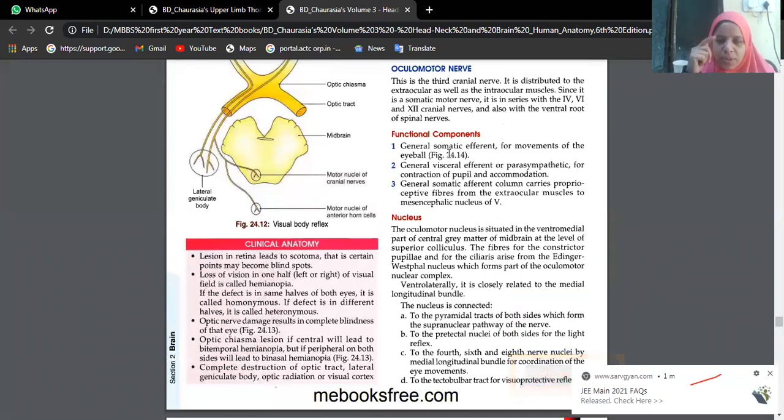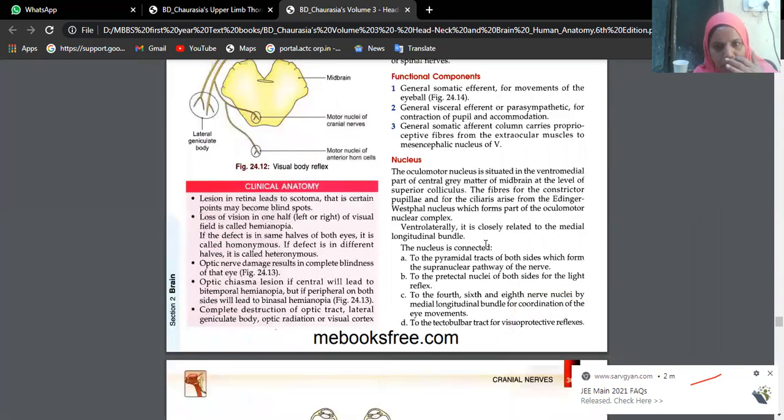Somatic is the one which is going towards the surface. Efferent means they have motor component. Visceral is parasympathetic. I told you it is going and supplying the pupil for the pupillary constriction for accommodation. General somatic afferent column carries proprioceptive fibers. That is proprioception. I have discussed in physiology class in detail. Muscle spindle, that is for position sense from the extraocular muscles to mesencephalic nucleus of trigeminal nerve.